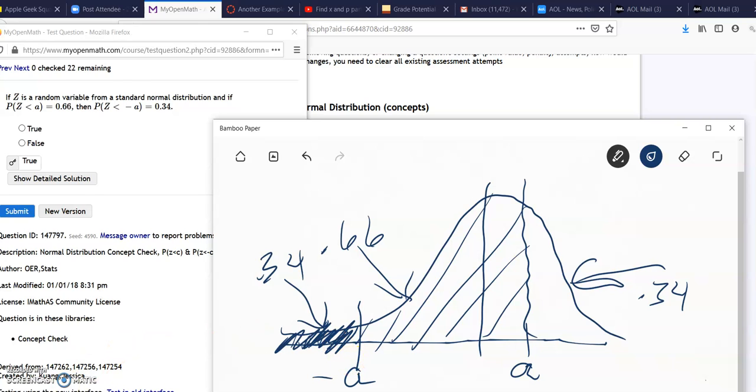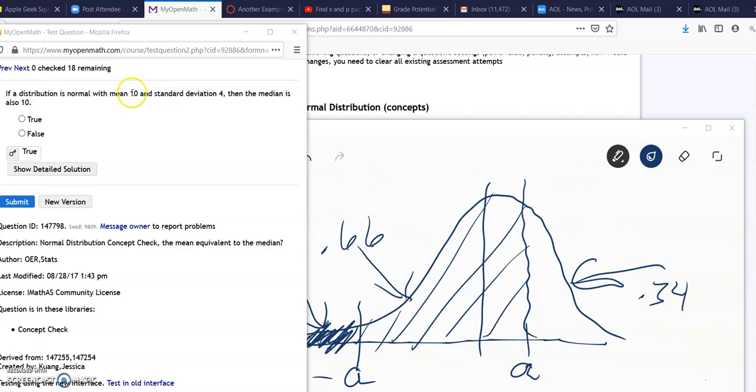In a normal distribution, if the mean is 10, then the median is also 10. But that's just in a normal distribution.